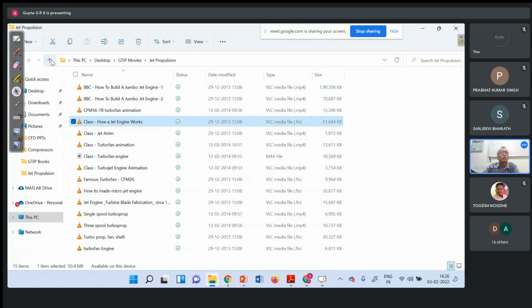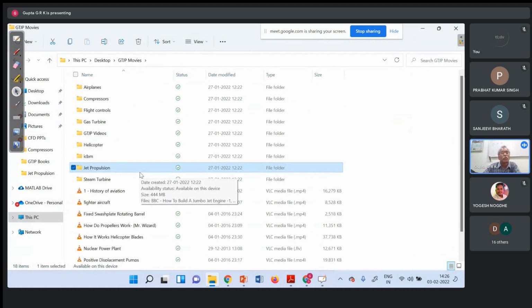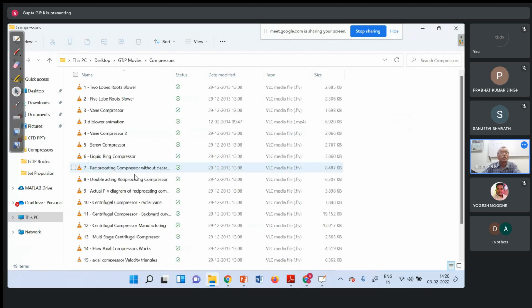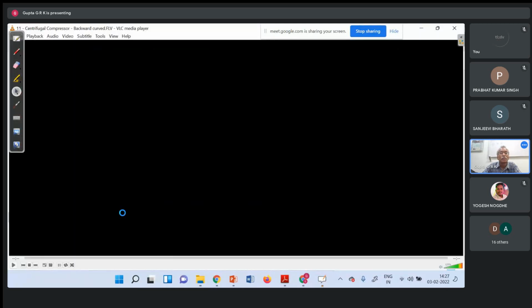Some other things. I think next class we will go for compressors. I will show you how a centrifugal compressor works. And these are various compressors like vane compressor and lobe compressor, 2 lobes, and that is a gear pump like this. 2 lobe compressor, 5 lobe compressor, those things. Axial compressor, centrifugal compressor. Okay, I will show you how a centrifugal compressor works.